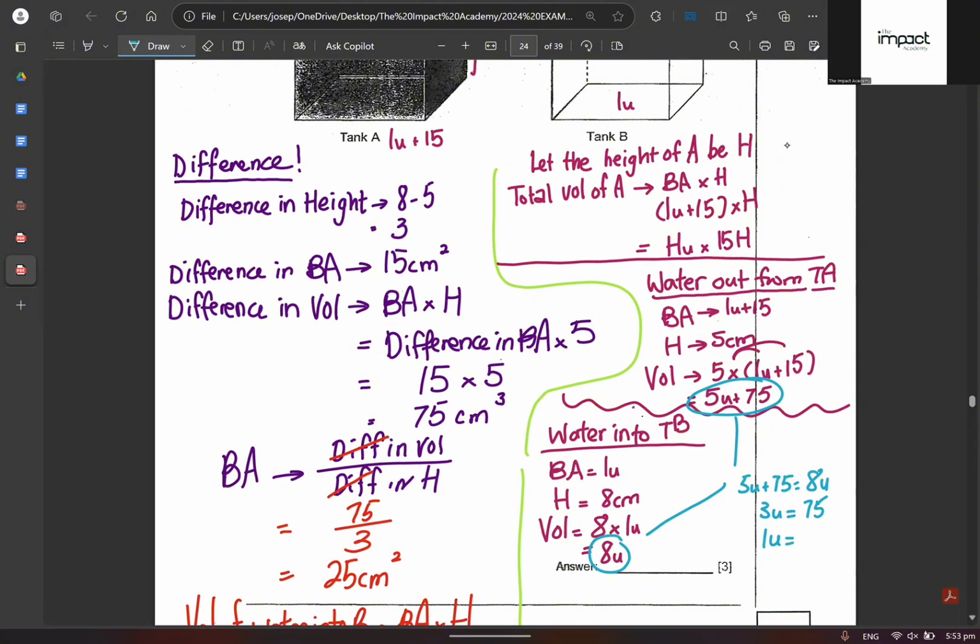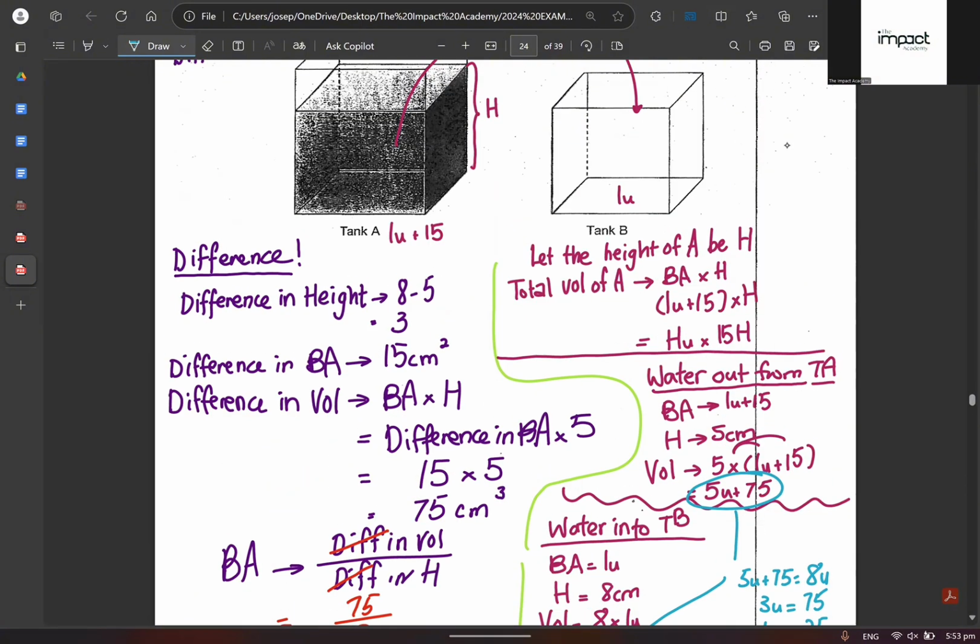1 unit is equal to 25. Remember just now we said 1 unit is what? Base area. True? We said let the height of A be H. So H is for height, right? Base area is 1 unit. Am I making sense? So what are you going to do now? You're going to solve the question.